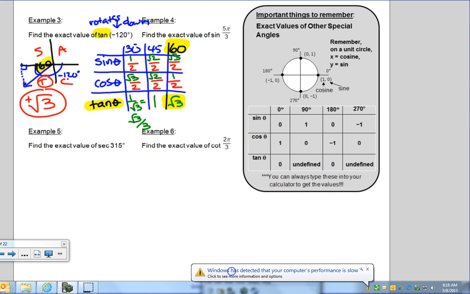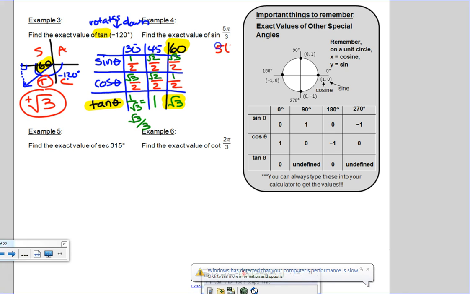Okay, example number 4. Find the exact value of sine of 5 pi over 3. Well, I can convert all my degrees to radians, but in all honesty, it's actually easier if you change the 5 pi over 3 and convert it to a degree like you did last class. So I'm going to do it the fast way. The fast way to do a conversion is to do 5 and replace pi with 180. And then you can do this in your calculator.